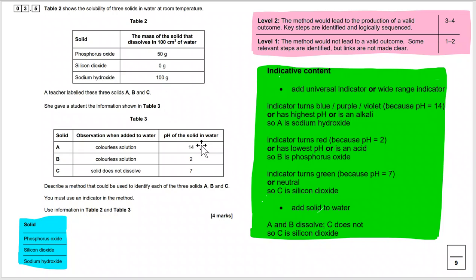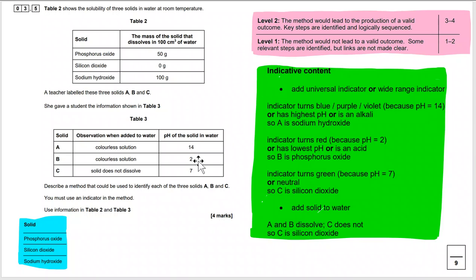What we then can do is take a look at what happens with B. In B, the indicator turns red, indicating that it's an acid. Its pH is 2, and B is phosphorus oxide. Now, non-metal oxides are acidic. Metal oxides are basic. So you've got that key information that can help you as well.